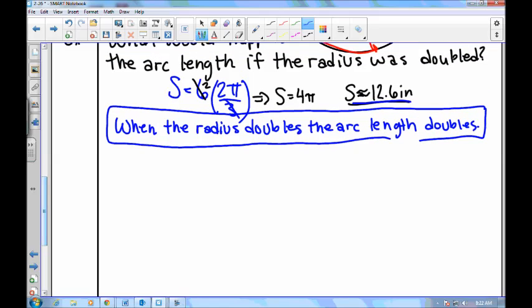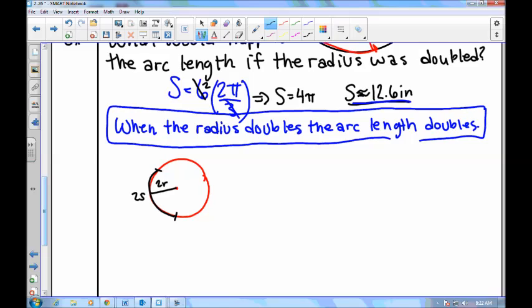So, this is a key observation. If we have a circle, that's 2-dimensional. The arc length is 1-dimensional. So when a radius doubles, and we get 2r instead, the arc length is also going to double. Because it's 1-dimensional, when we double or triple, it's going to do the same thing to lengths.